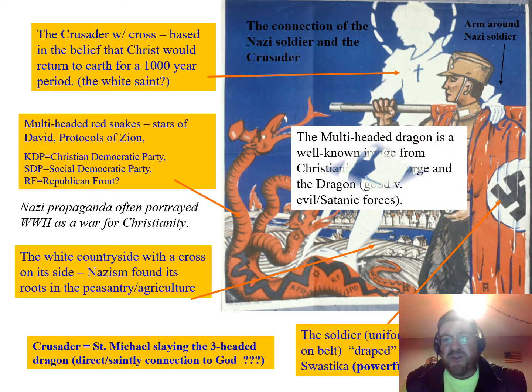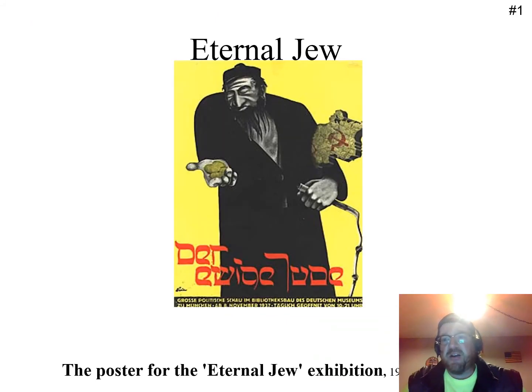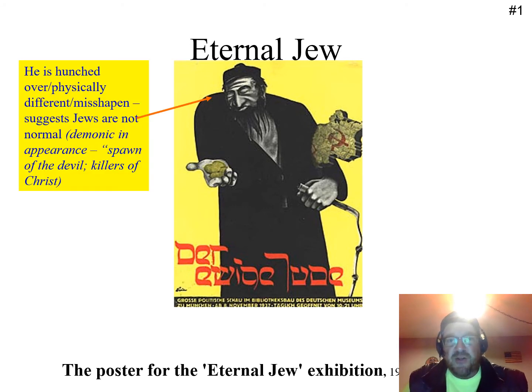I won't go over this one with you. But this is a good example of German propaganda. This one's called the Eternal Jew. You notice that this particular man, he's hunched over physically, almost looks demonic. You know, those evil Jews. That's the cause of all of Germany's misfortunes, is because of the Jews. Why they ended up putting them in concentration camps, that kind of thing. Jews were seen as almost not normal in this picture, like the spawn of the devil, killers of Christ. You notice that you have the hammer and sickle, so they're associated with communism as well.